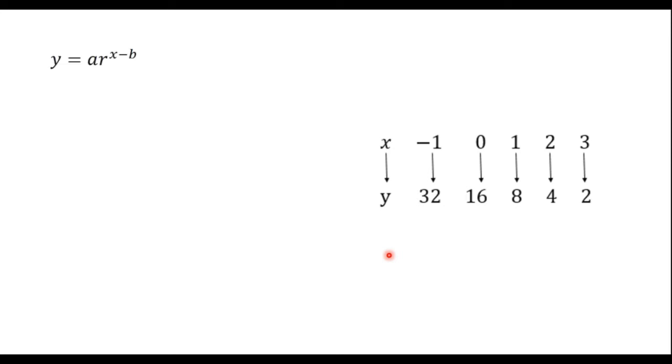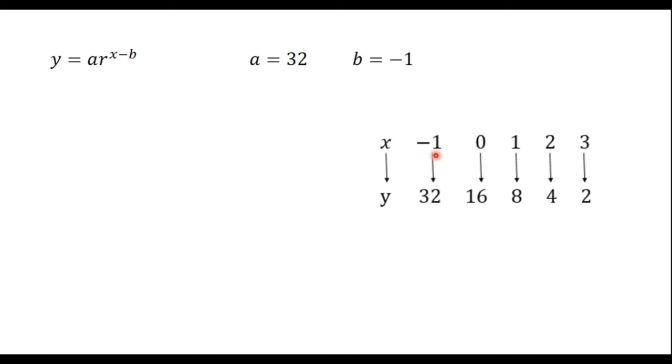We quote our general rule, which is y is equal to a r exponent x minus b. Now what is a? A is the first element in the codomain. The first element in the codomain is 32, so you are going to pick 32. What is b? B is the first element in the domain. The first element in the domain is minus 1, so you pick that.